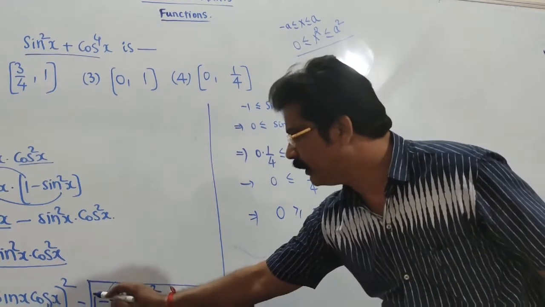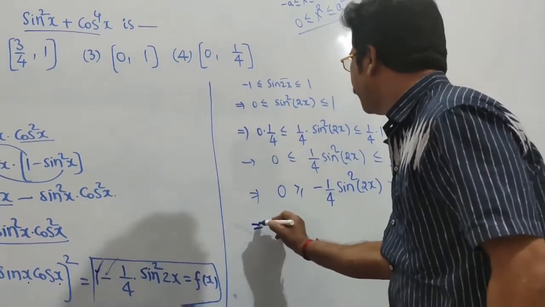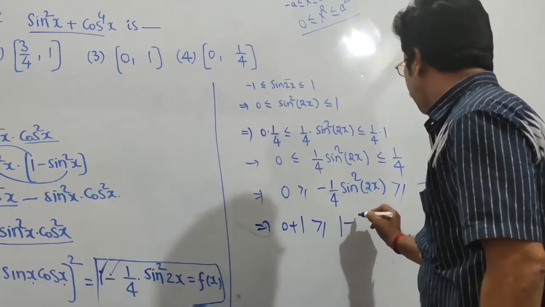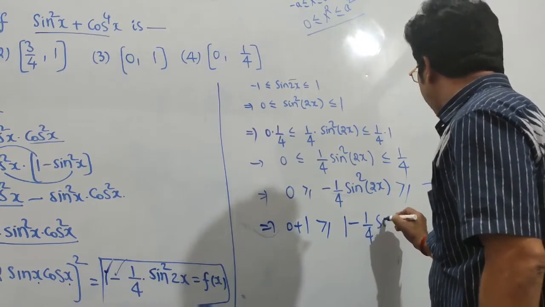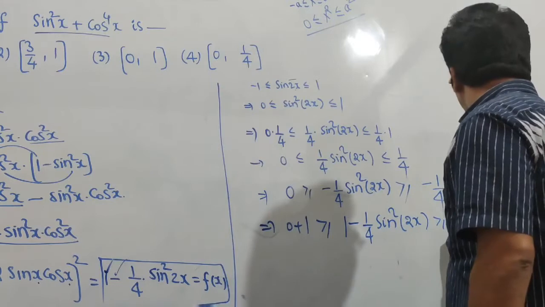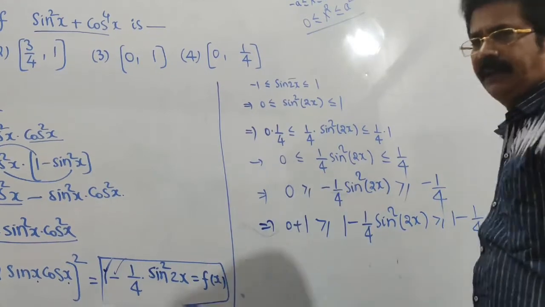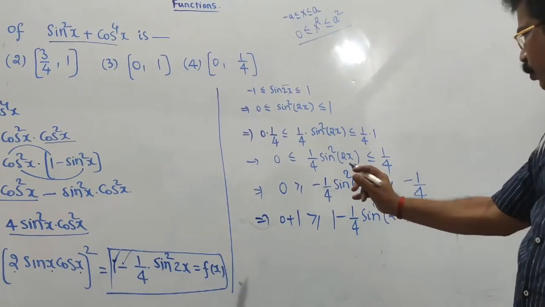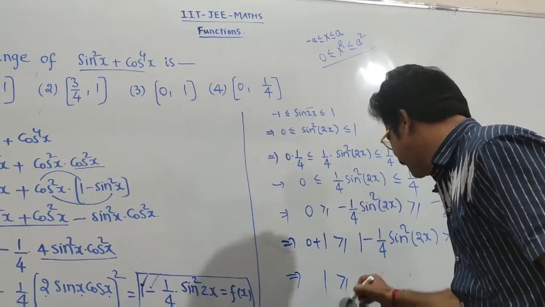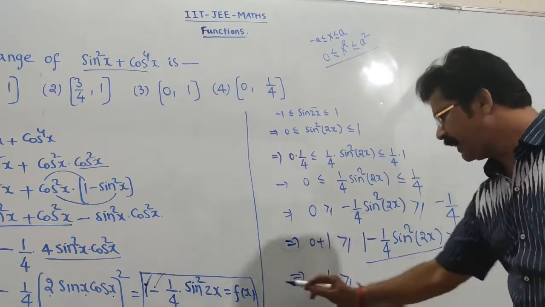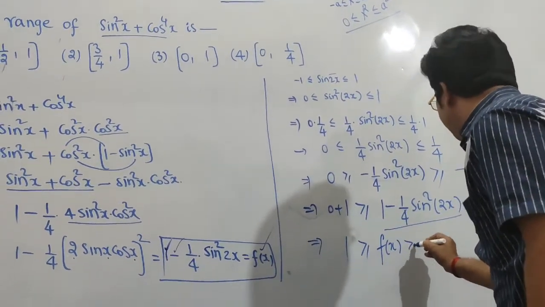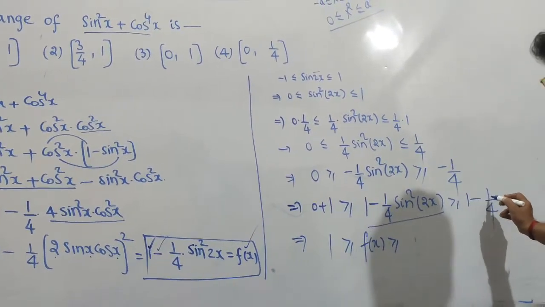Later this one, add 1 on both sides. So 0 plus 1 is greater than or equal to 1 minus 1 by 4 sine square of 2x, which is greater than or equal to 1 minus 1 by 4. It is nothing but adding 1 throughout the inequation. So it follows that 1 is greater than or equal to, what is that? Simply f of x. This is f of x, greater than or equal to 1 minus 1 by 4.